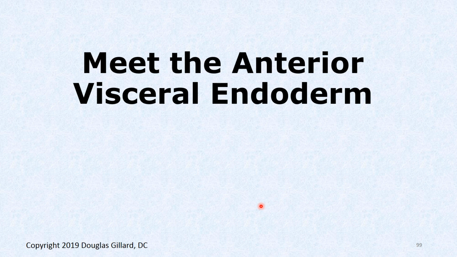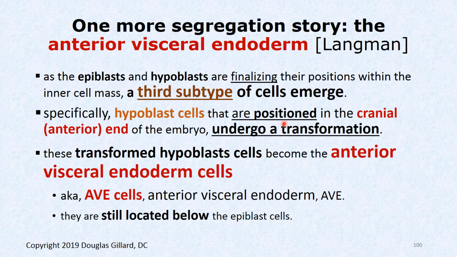Okay, and now let's establish the cranial caudal axis. To do that, we have to have some more cells created. So one more segregation story, and that's of the anterior visceral endoderm. So a third cell population, as these epiblasts and hypoblasts are getting into their final positions, a third cell type emerges. And it emerges from the hypoblasts. Specifically, the hypoblast cells that are toward what's going to become the head of the embryo. They undergo a transformation because some different genes get turned on, as we'll see here. And these cells, these anterior, and let me explain, let's stop right there.